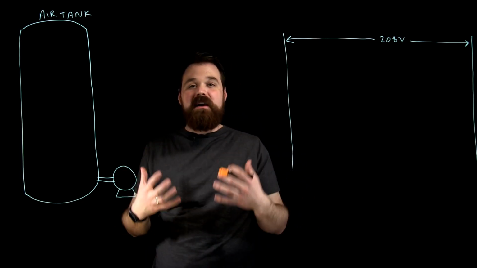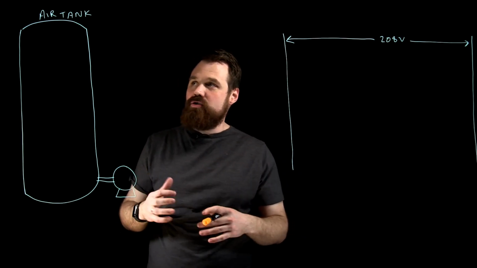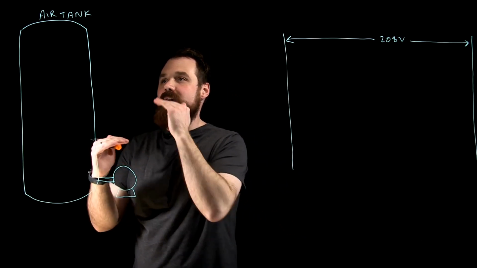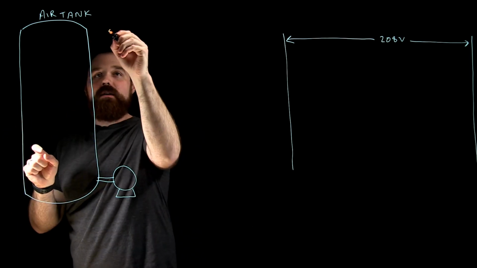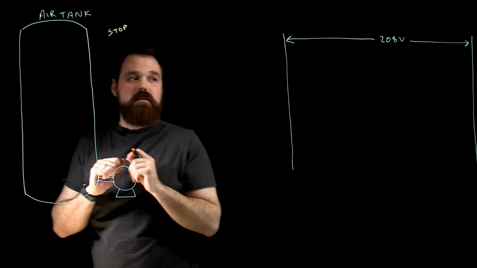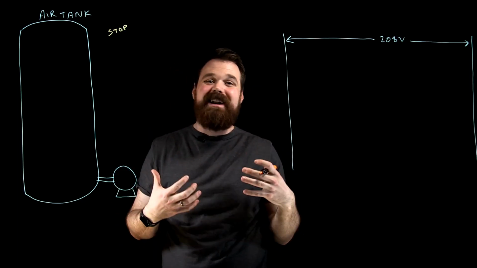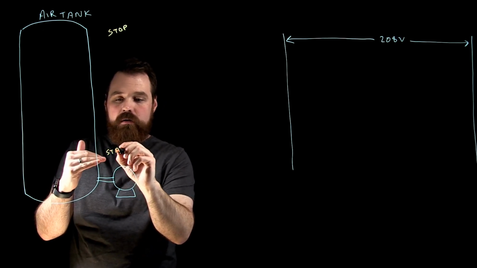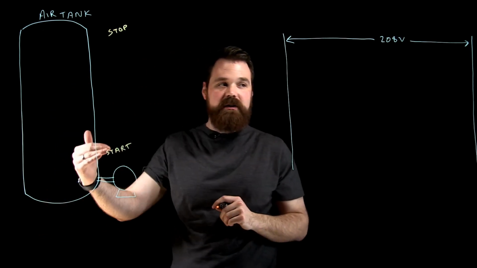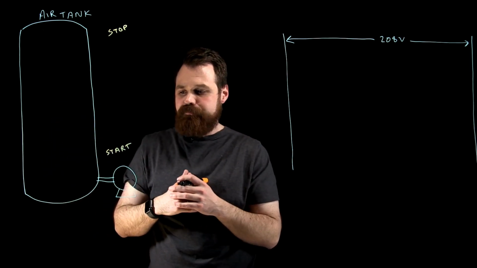So you really want to think about your control circuit when you're doing this. I want my tank to reach the top and then stop. So my stop pilot device is going to be located at the top of the tank, and my start pilot device is going to be located at the bottom of the tank. The tank drains, and then it starts to fill up again.